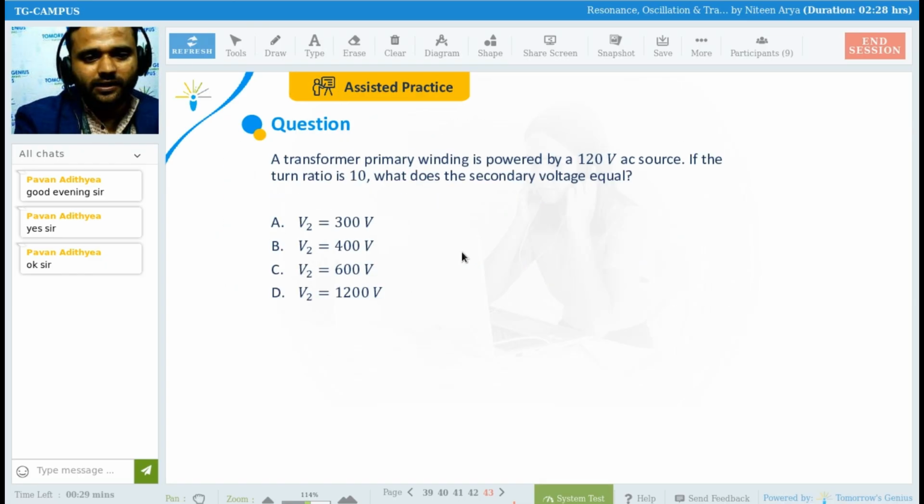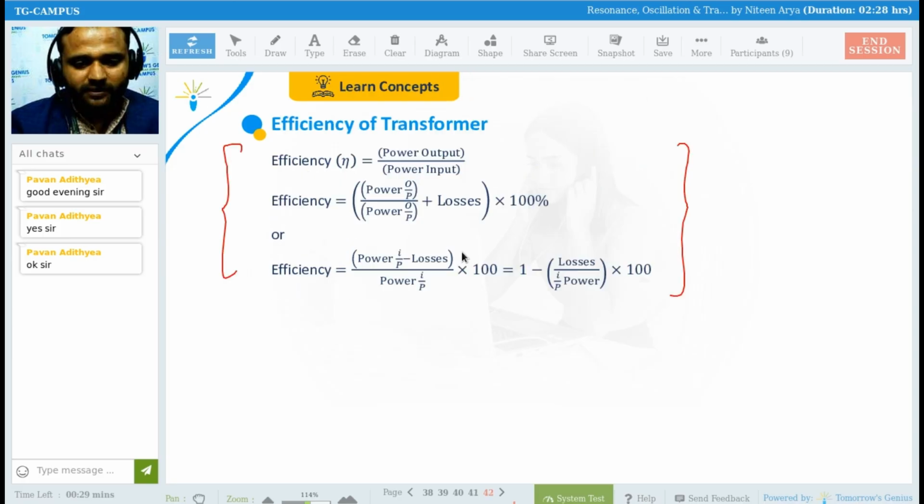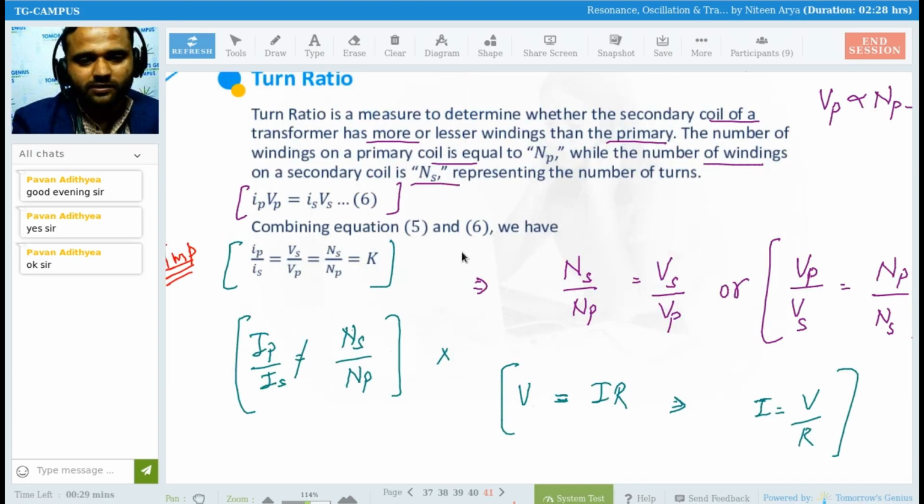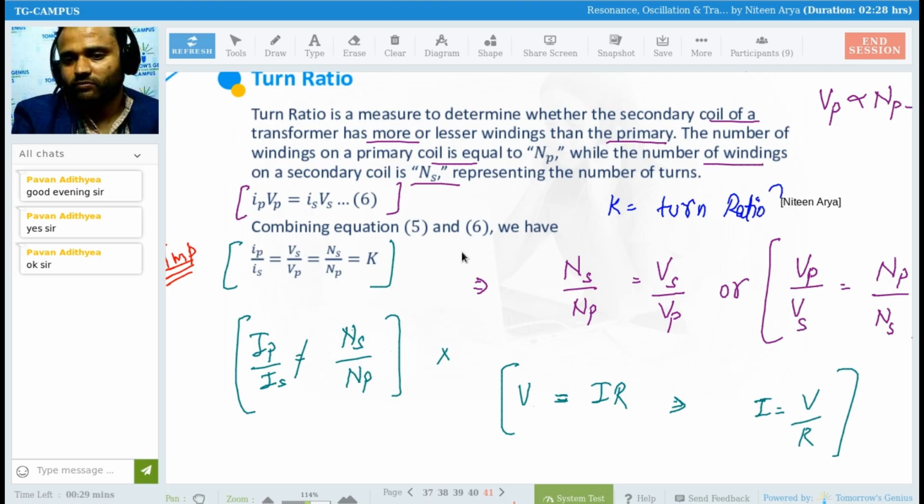So now this one is your question. A transformer's primary winding is powered by this AC source. Turn ratio is this, K basically, okay. This is important. Turn ratio. So directly you can use this: Vs by Vp is turn ratio, K.